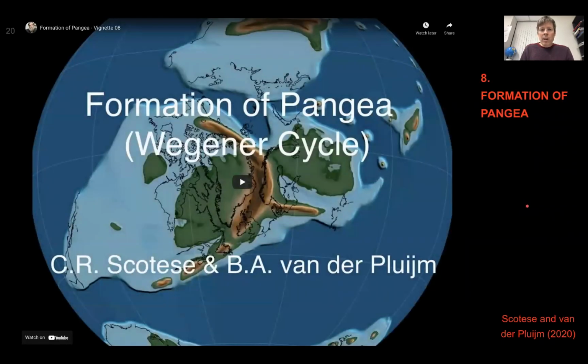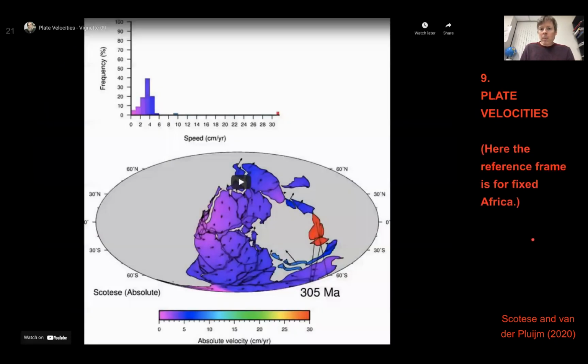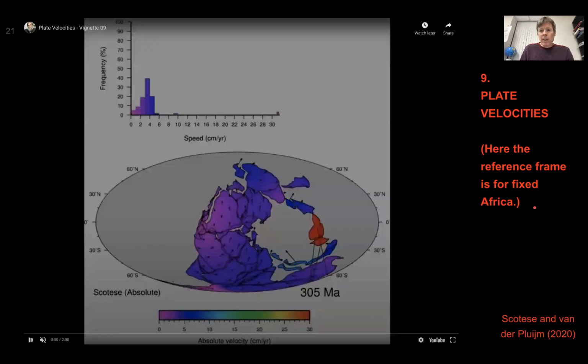The formation of Pangea will move forward. Plate velocities is something we'll talk about a lot. A velocity is really a speed with a direction. So you can think of these as speeds if you want to. In this particular animation, there's a reference frame, which is fixed Africa. And this is different from what we will be adopting later.